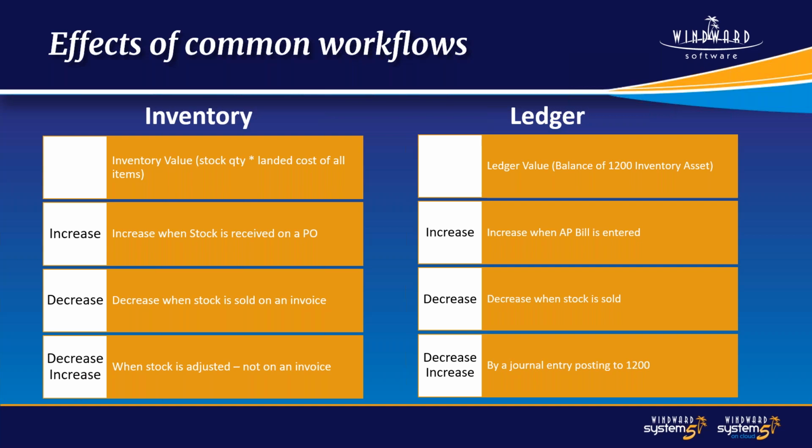The inventory value is the quantity you have on hand multiplied by the cost. This will increase whenever you receive a purchase order. It will decrease whenever you sell something. And if you do a stock adjustment, which is not on an invoice, and I'll talk about that a little later, then that will decrease or increase it depending on whether you're adjusting up or down. So those are all things that usually happen in the sales process or the receiving process.